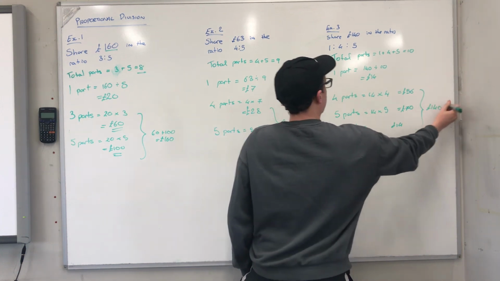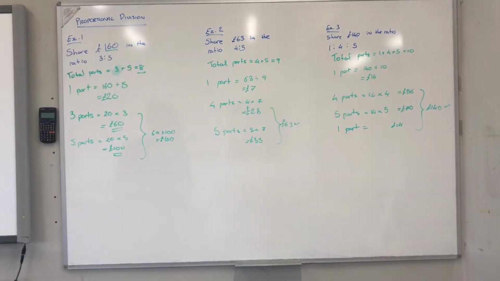So, one part ended up being 140 divided by 10, because it's 10 parts in total, which is £14. 4 parts then was 14 times 4, which is £56. 5 parts is 14 times 5, which is £70. 1 part, which is what we need in the answer, is £14. Checking that they all add together gives us 140, so we've done it right. And so that is proportional division.